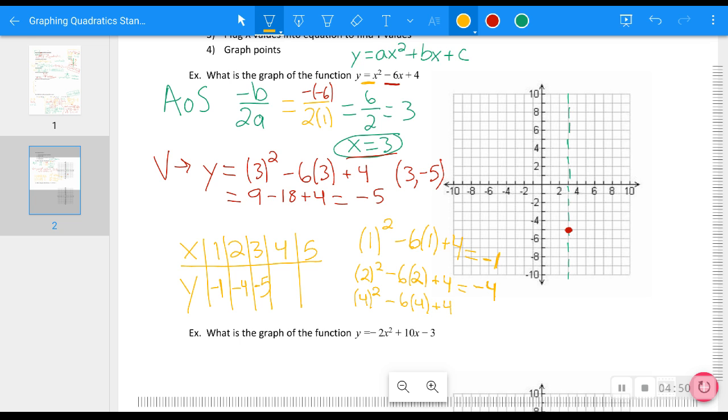Four squared is 16, minus 6 times 4, which is 24, will put us at negative 8. Plus 4 is negative 4. And then if we plug 5 in, we have 5 squared minus 6 times 5 plus 4. So 5 squared is 25, minus 6 times 5 is 30, which puts us at negative 5, plus 4 leaves us at negative 1.